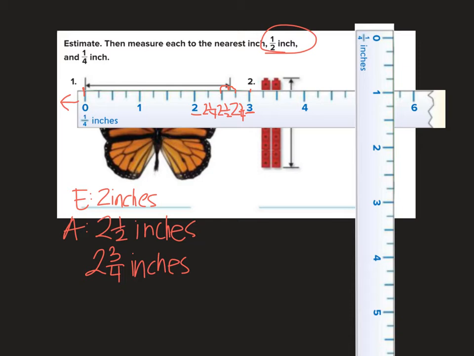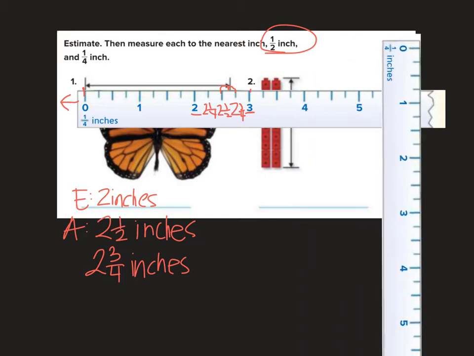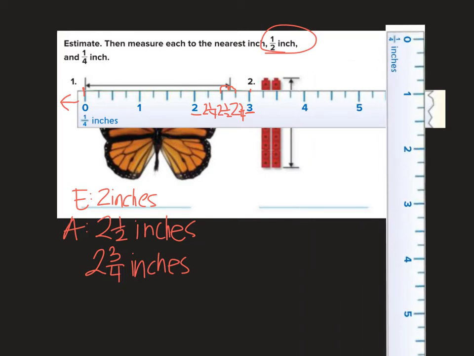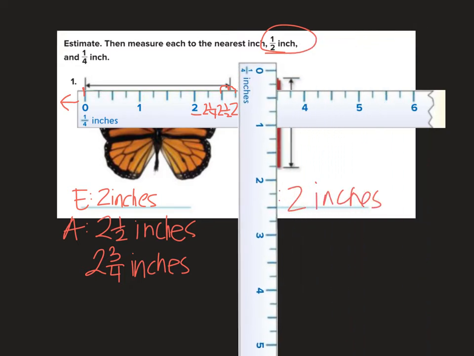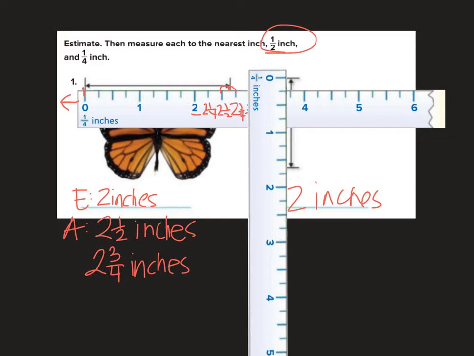Okay, so now I'm going to measure these blocks here. Oh, I have to estimate. I'm estimating 2 inches again. Guess that's what I like. 2 inches. Okay, so now I have to measure to the nearest ½ inch. Okay, good. So to the nearest ½ inch, what I'm looking at here, oh, it's going to flip on me.